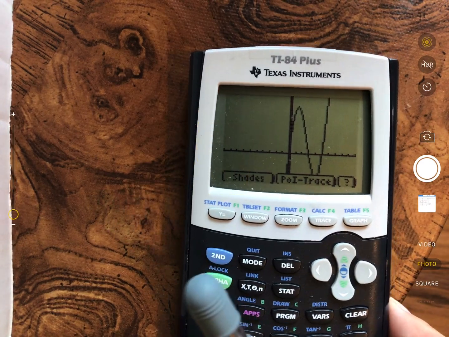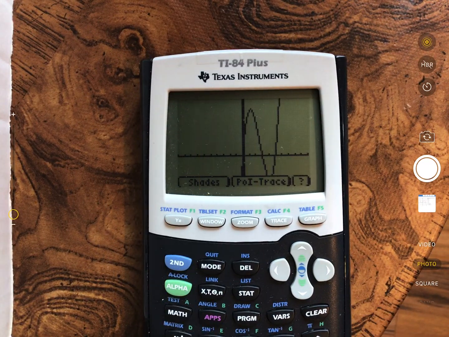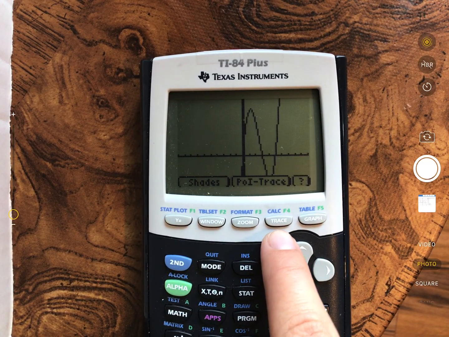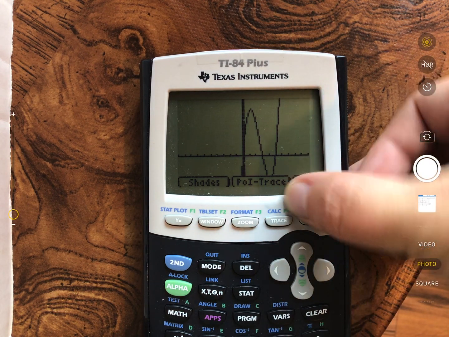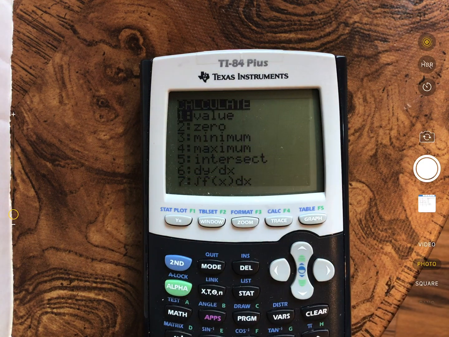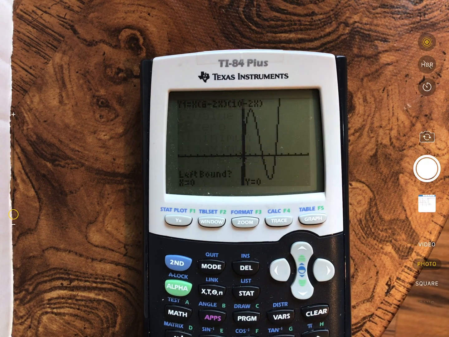Now, in my calculator, I have tools that will help me find all of those things. The place that I'm going to access them is in this calculate function up here. So to get there, I'm going to press second trace. And that gives me these choices. Do I want to find a value? So that's talking about, do I want to find y when x is something? Or do I want to find a zero? Well, right now, that's what I'm going to find first. I want to find my zeros, my x-intercepts.